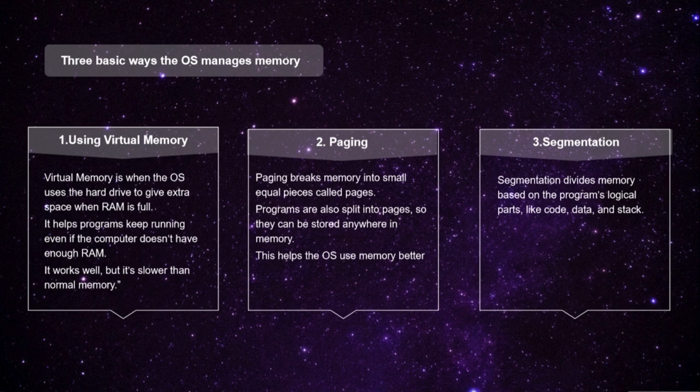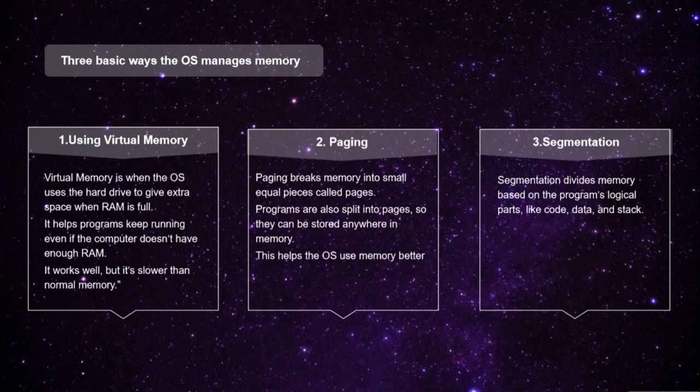So what is virtual memory? Virtual memory is when the OS uses the hard drive to give extra space when the RAM is full. It helps programs keep running even if the computer doesn't have enough RAM. It works well but is slower than normal memory.